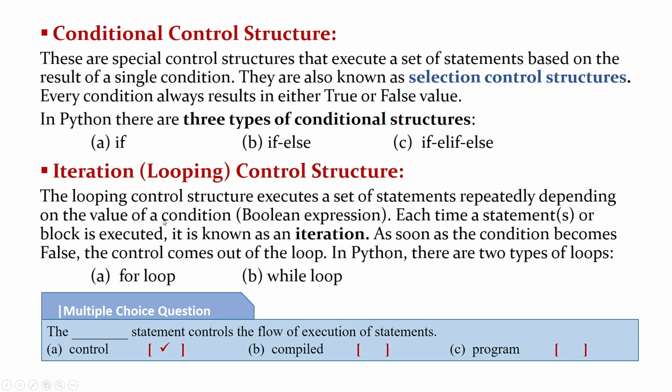Now, on the basis of whatever we have done until now, let's check our knowledge with this MCQ question. The dash statement controls the flow of execution of statements. So the answer will be control. The control statement controls the flow of execution of statements.